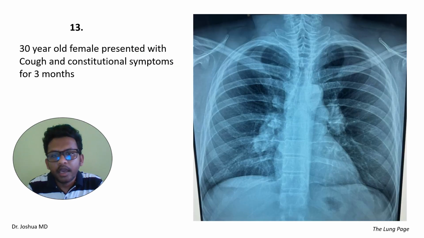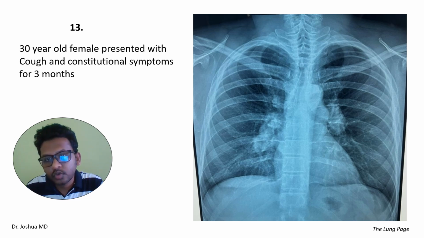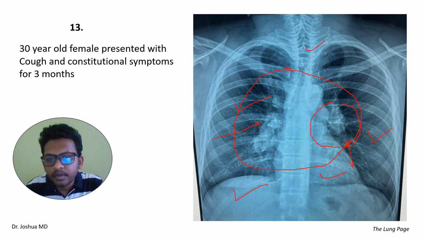Okay. Another case scenario: a 30-year-old female presented with cough and constitutional symptoms for 3 months duration. So this is the chest X-ray. As we all know, airway normal, bones normal, cardiac completely normal, diaphragm normal. There's no effusion. Lung fields, everything is normal. So the problem is here, obviously in the hilar area. You can see these are the hilar prominences. So this is called hilar lymphadenopathy, bilateral hilar lymphadenopathy.